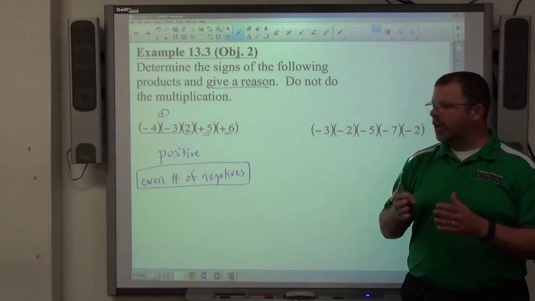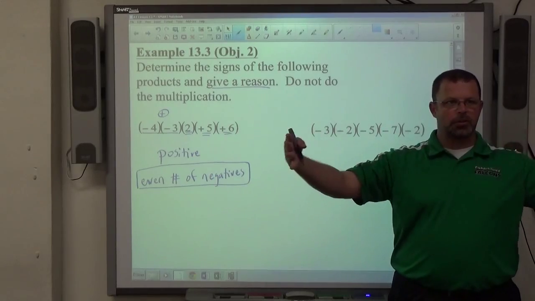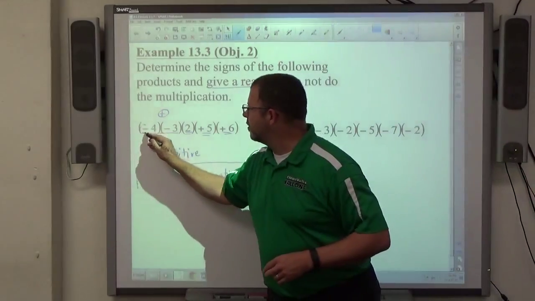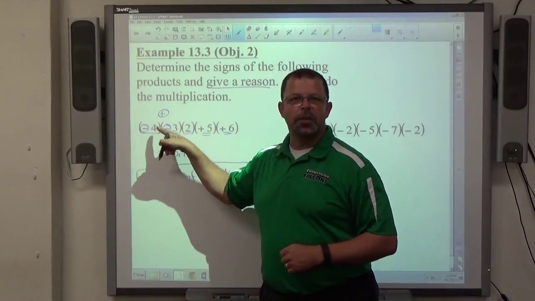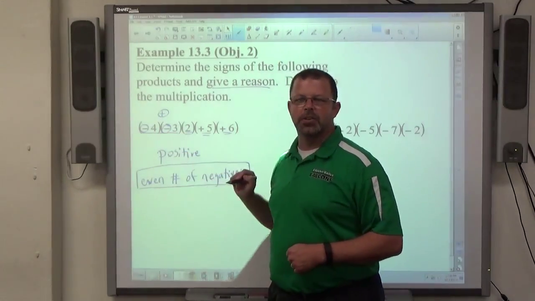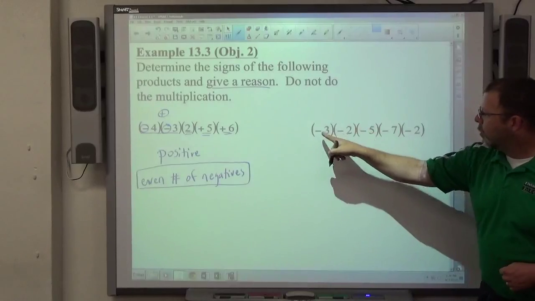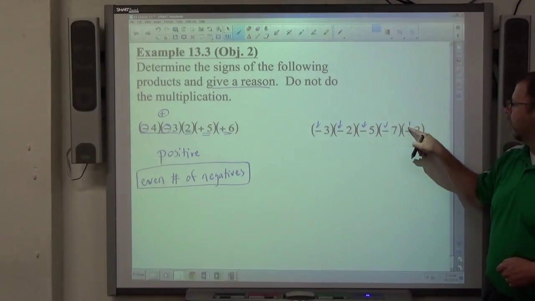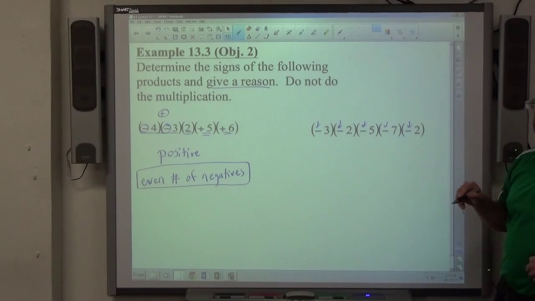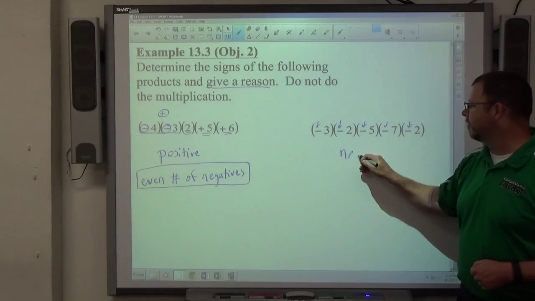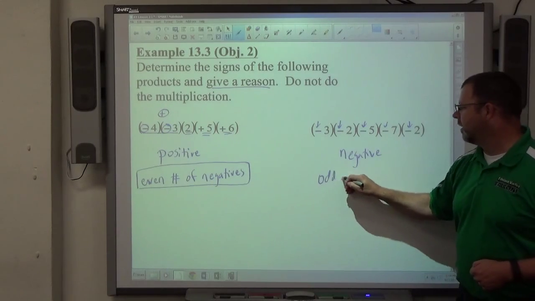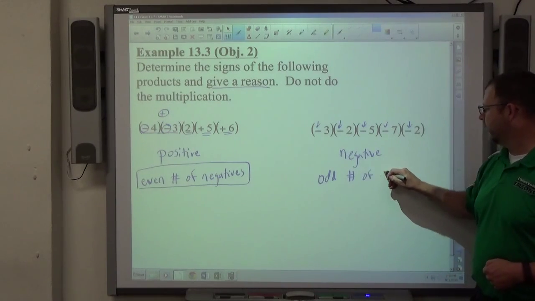All right? So in general, when you're looking at a list of numbers all in a row, all being multiplied, you count up the negatives. How many are there? If that number is even, you get a positive result. Looking at this one, 1, 2, 3, 4, 5 negative signs. That's odd, so it's going to be negative. Reason why is because odd number of negatives.